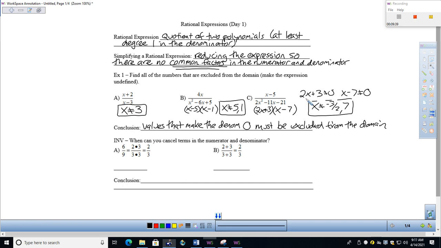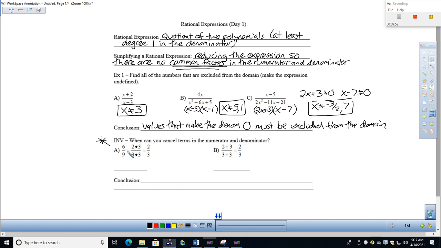Okay, now let's get into this simple but very, very important investigation. This is probably the most common issue that I see with students working with rational expressions: when can you cancel terms in the numerator and denominator, and when can't you cancel terms in the numerator and denominator. So let's start with this.